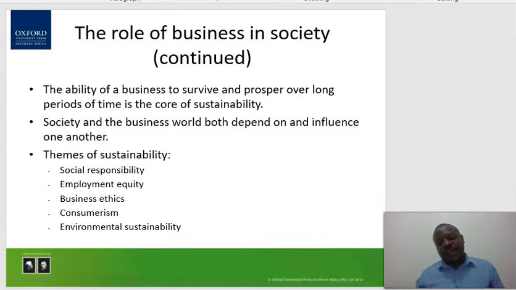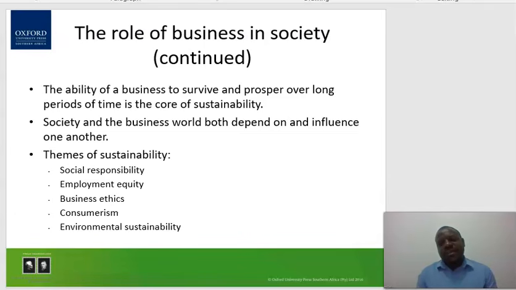Then we also have environmental sustainability. Now people speak more of the planet. Whenever we speak of sustainability, most people think of the triple bottom line, to say businesses should focus on the people, they should focus on the profit, they should also focus on the planet. So when we are discussing environmental sustainability, that's the planet component. As businesses operate, they ought not to damage the environment.